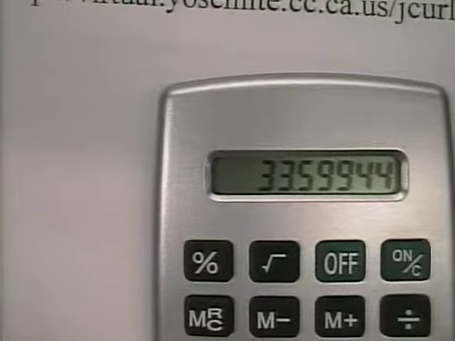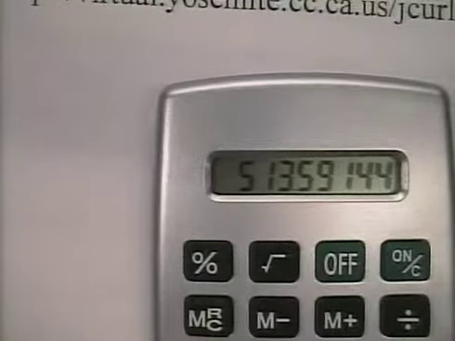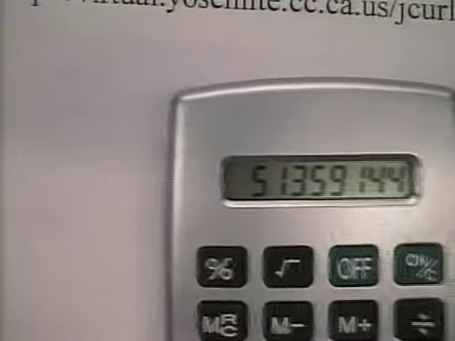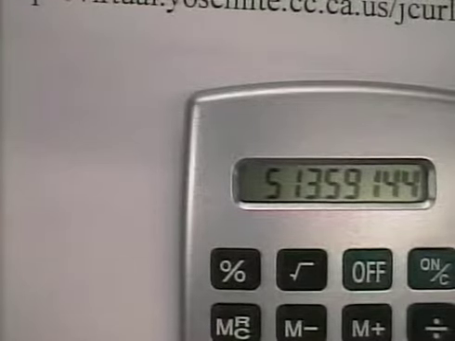Now I add the tax. So I'm going to hit the plus key and the equal sign. And so my final price is $513, round this up, 60 cents. So $513.60. Now all you have to do in this problem is write the numbers down as they come across on your calculator. Is there any question there?